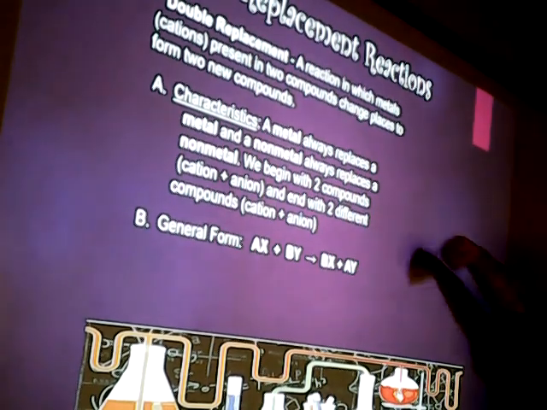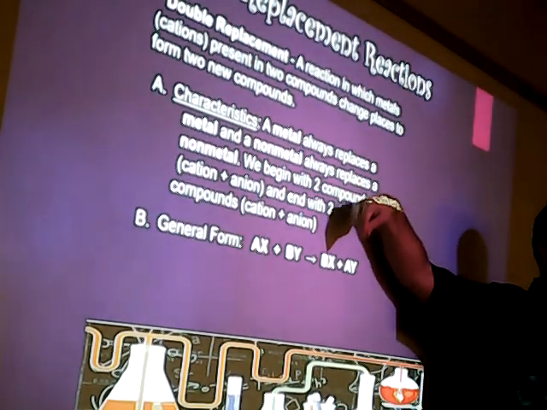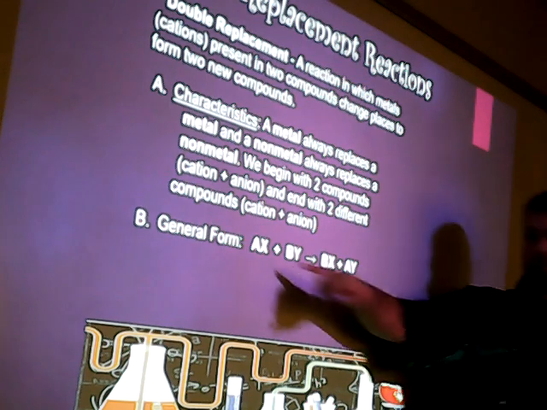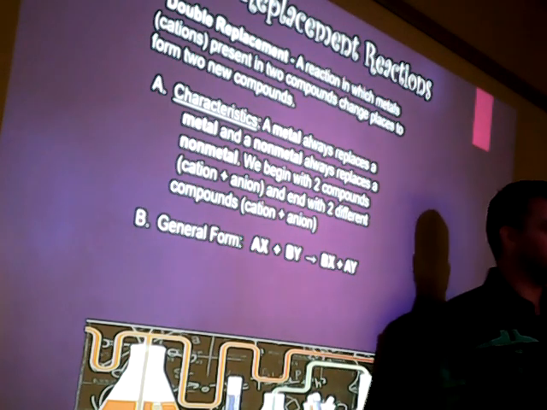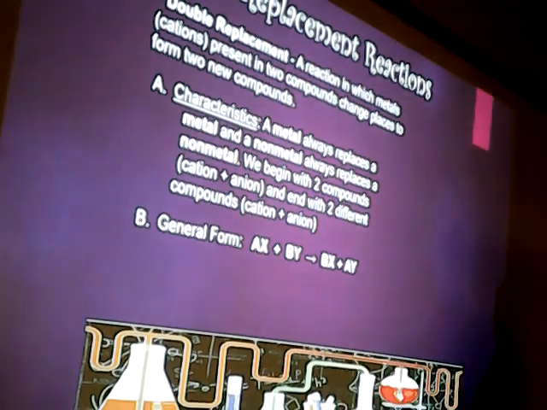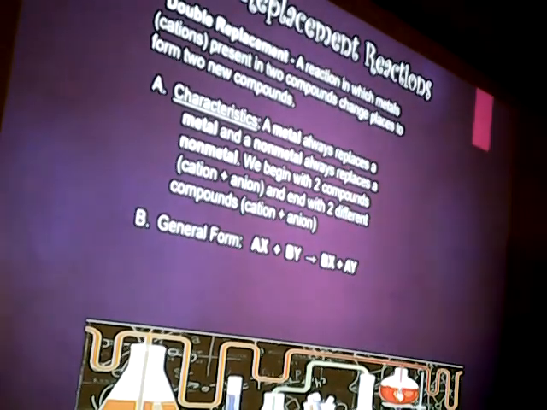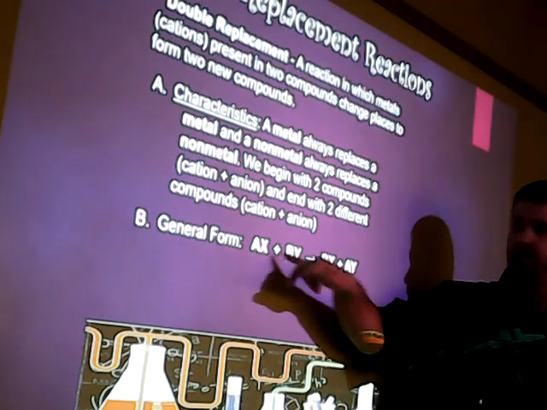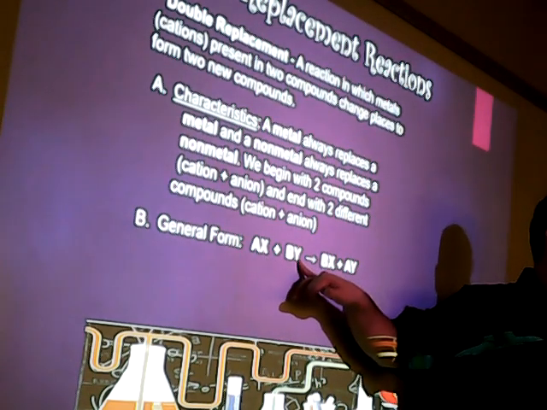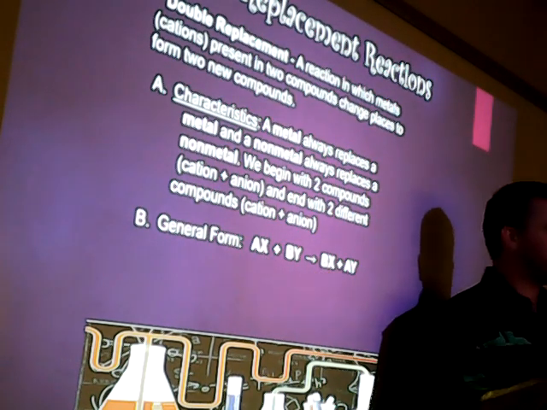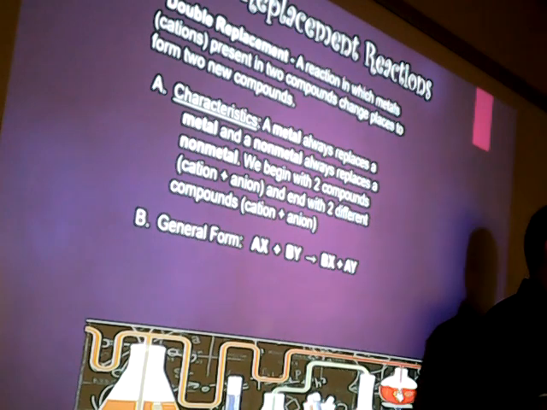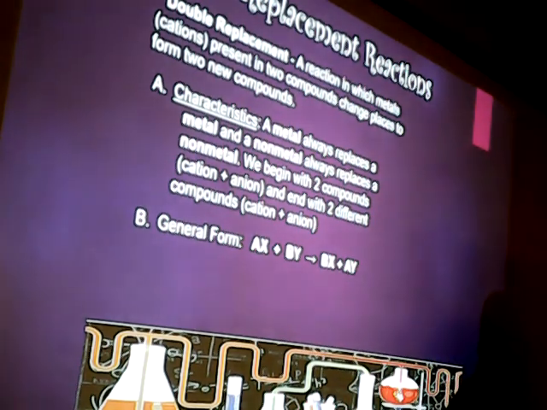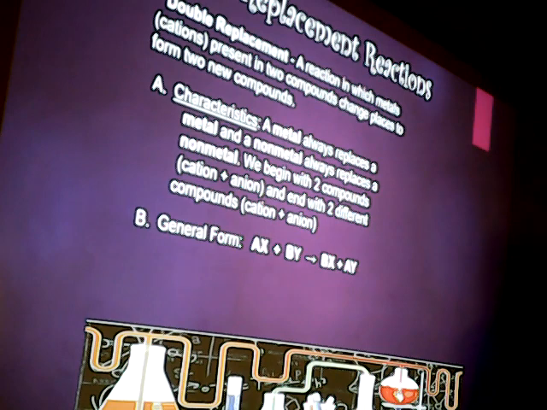Now, most of the time it's going to be different elements. However, what else can one of these letters represent? What are some things that we know that always stay together? Polyatomic ions. So you could have an element and a polyatomic ion, and that's still a double replacement even though you have multiple elements in there. Polyatomic ions act as one single element for the most part. That's what I'm trying to say to you right now.